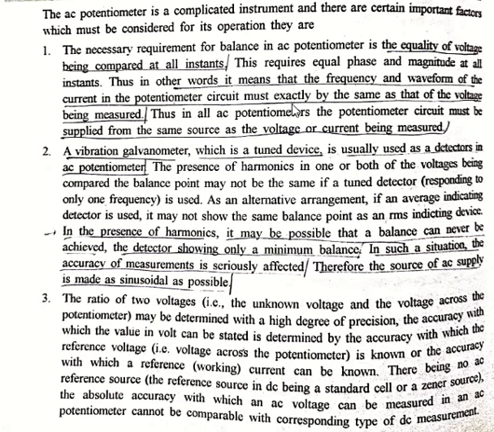As an alternative arrangement, if an average indicating detector is used, it may not show the same balance point as an RMS indicating one. While using an average indicating detector, there must be another balance point.